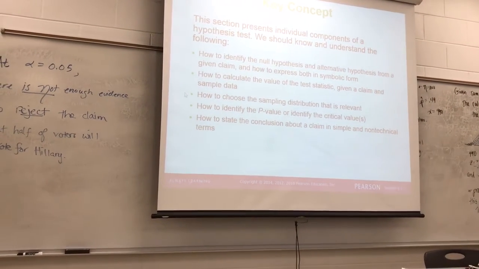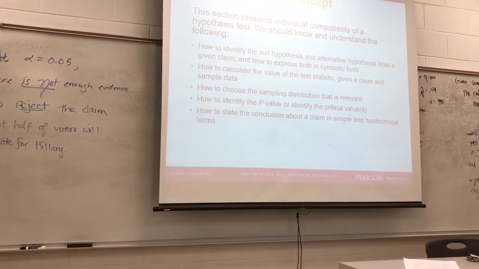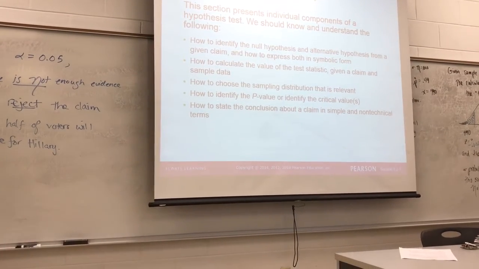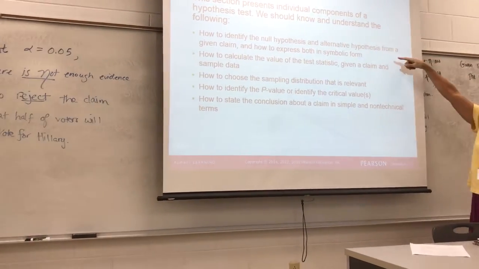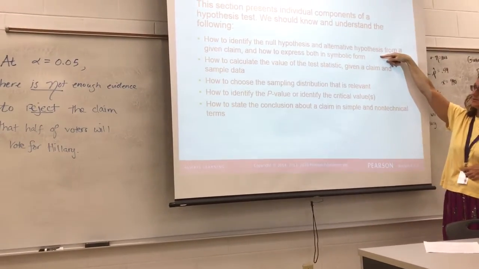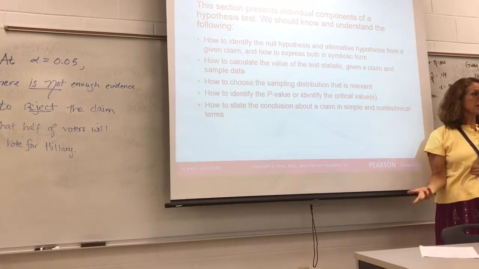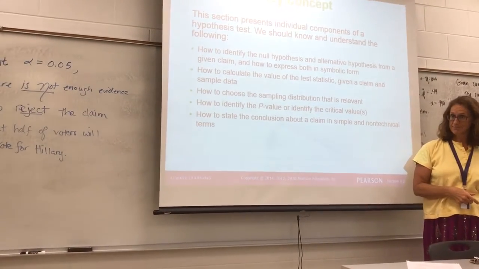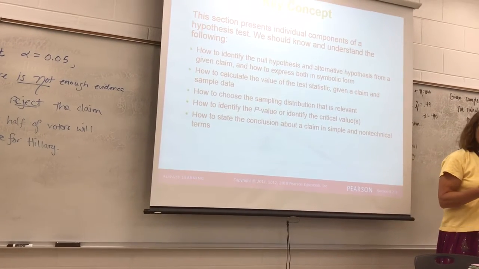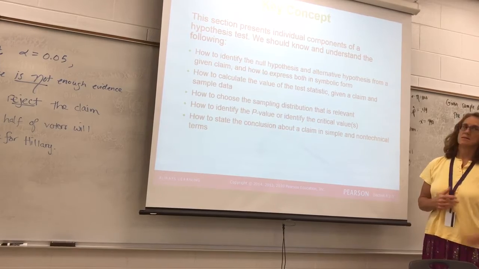Alright, so section A2 presents the pieces, the individual components of the hypothesis test. Identifying the null hypothesis and alternative hypothesis, how to write them in symbols. You wanna make sure that you use either P for a proportion or mu for a mean. And then it's gonna be equals, not equal, less than or greater than some number.